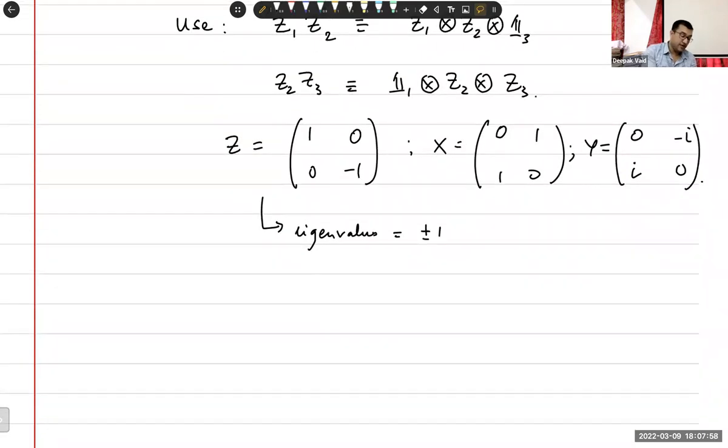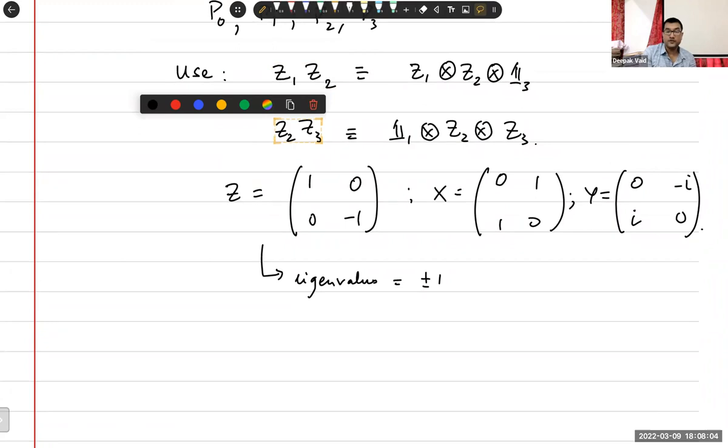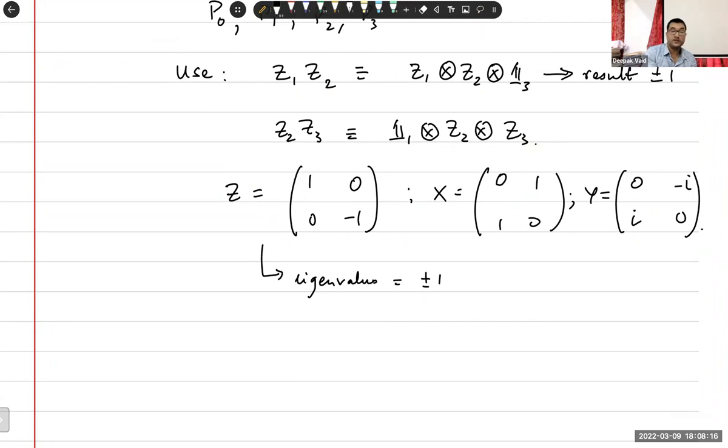So let's say that we use two of these observables. We use Z1, Z2, and then we use Z2, Z3, and we perform a measurement of both of these, right? So this gives us as a result, if we perform a measurement, +1, this gives us an eigenvalue, +1, right? So each one of these is giving us a single bit of information.